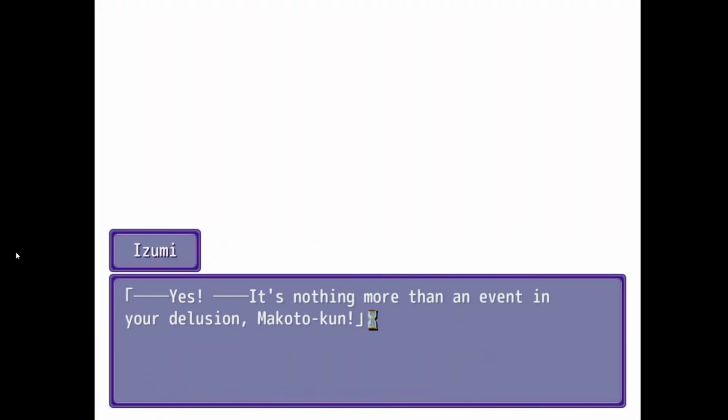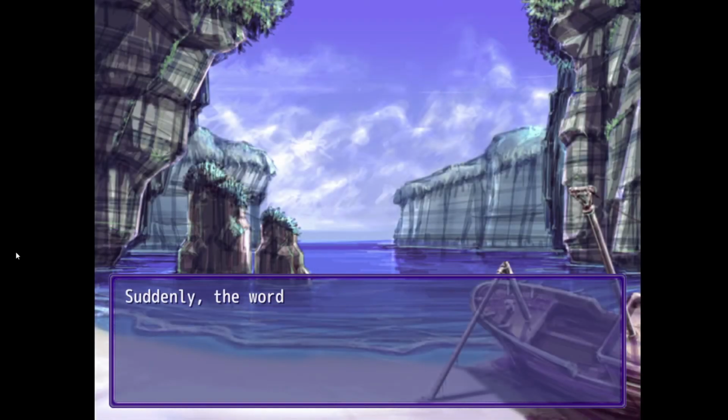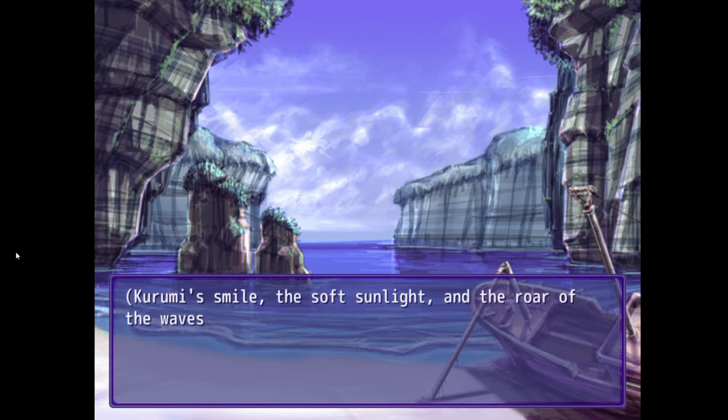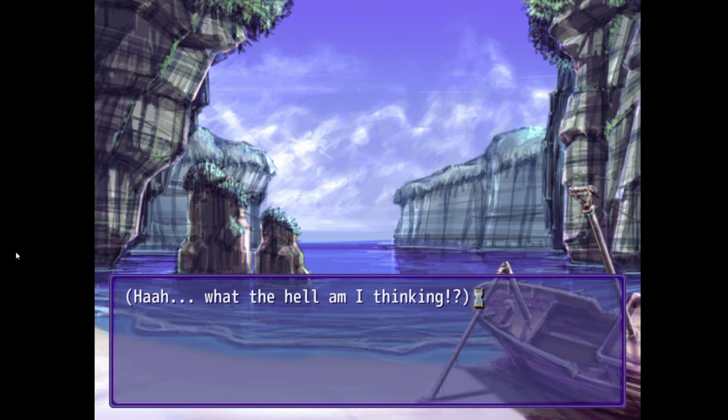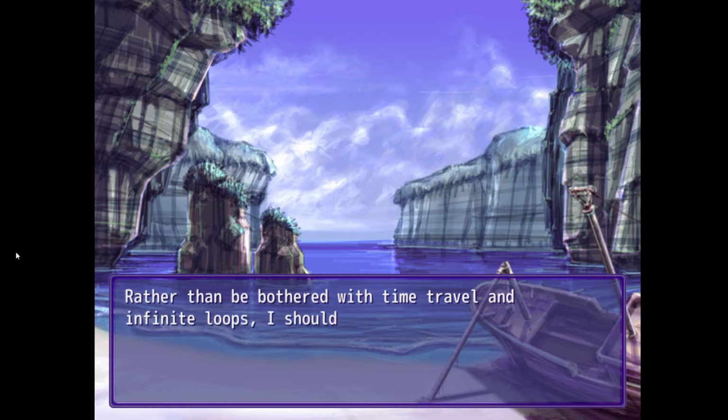Yes, it's nothing more than an event in your delusion, Makoto-kun. Suddenly, the words Suzumi-san said last night crossed my mind. Scene is all just a delusion? Kirumi smiled, a soft sunlight, the roar of the waves breaking on the shore. You're saying that all this was an illusion invented by my consciousness? What am I thinking? I'd have to be nuts to believe in such utter... Rather than be bothered with time travel and infinite loops, I should be more focused on realistic things.